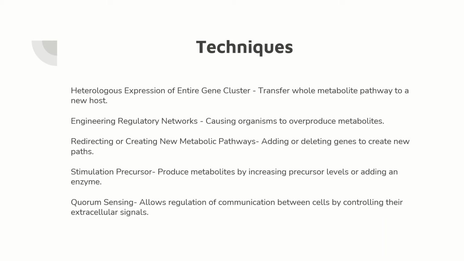Some techniques used to maximize the production of the metabolic pathways are heterologous expression of gene clusters. This is implemented when a pathway in one organism can't be manipulated, but if moved to another organism, it can be manipulated to produce more metabolites. Another is modifying regulatory networks by changing activators or repressors, and new pathways can be made or altered by gene insertion or deletion. Some other techniques are stimulation by precursor, genetic knockout of loci, and quorum sensing.